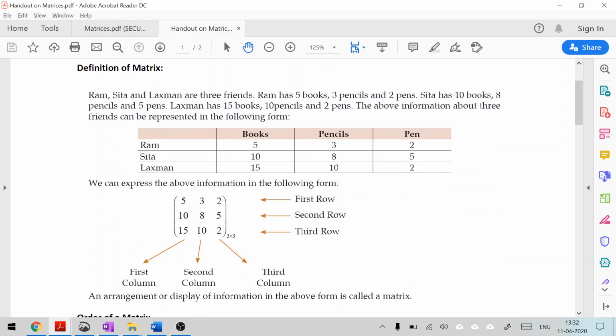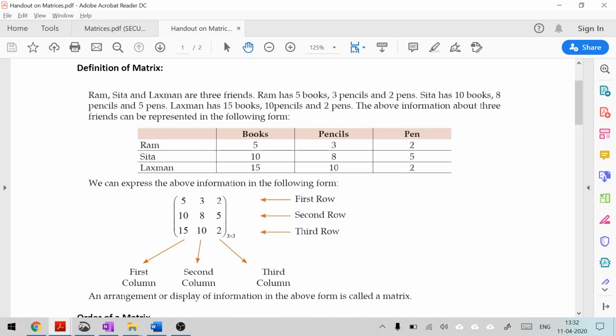Let's first understand what a matrix is. See, a matrix is just a form of expression. For example, here we have this table with some information: Ram, Sita and Lakshman. Ram, Sita and Lakshman, all three of them have books, pencils and pens. So how many books do they have? 5, 10 and 15 respectively. Pencils: 3, 8 and 10. Pens: 2, 5 and 2. So this is the information that you have.